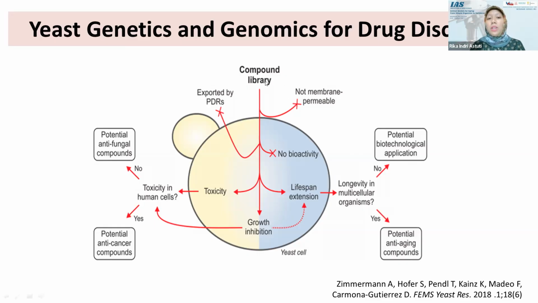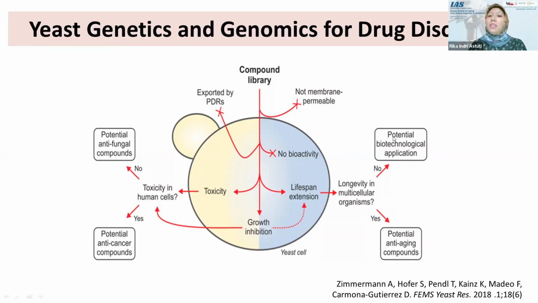You can see here, there's a possibility that the compound may not be able to even go into the cell, or probably some of them can be imported to the cells but then exported again, or there's just no activity. That's possible. But maybe some of the compounds can extend the lifespan of yeast, by the simple assay that I explained before about the lifespan. So when it has an activity to extend the lifespan of yeast, we can further analyze it in multicellular organisms. And when it still has the activity to prolong lifespan, it's a potential anti-aging compound.